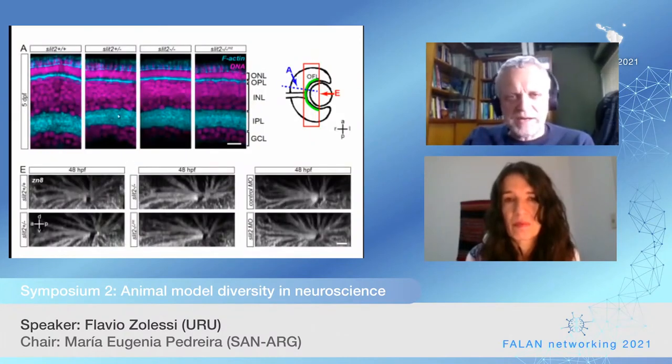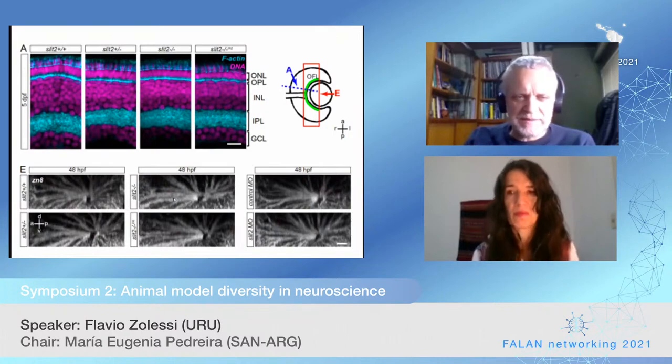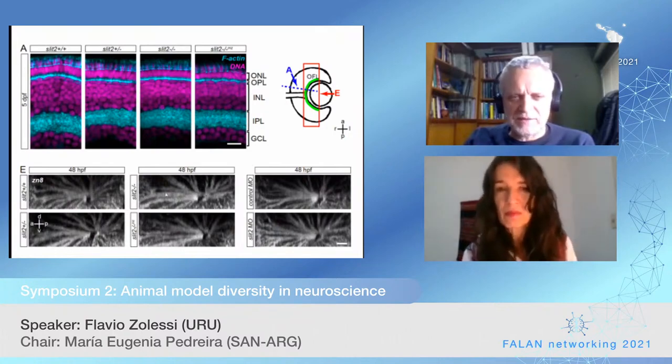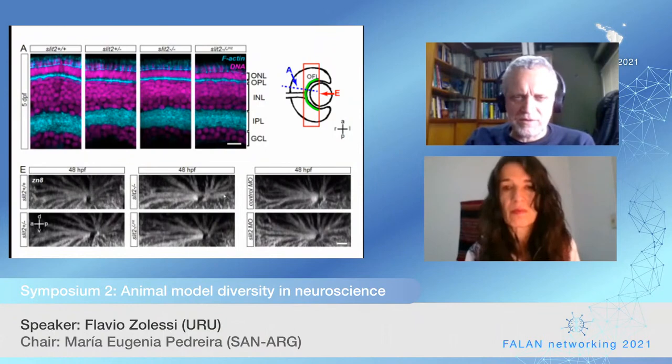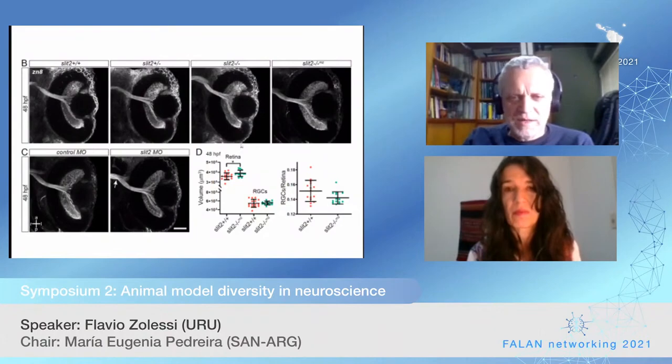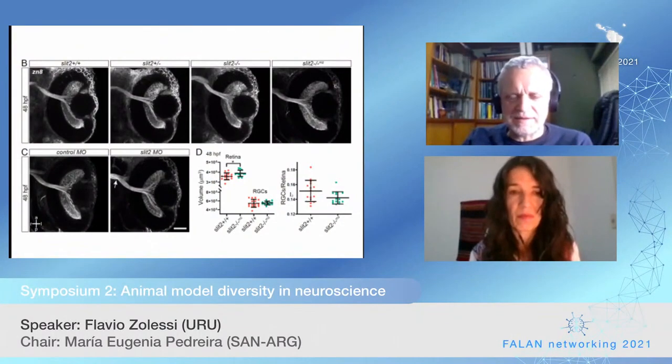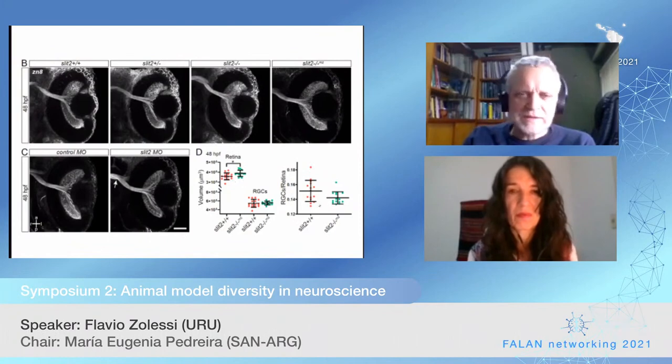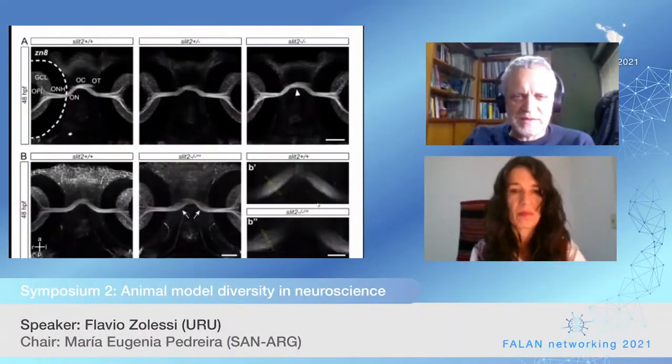Actually, there is no clear phenotype in the retina. There are no layering problems. There are no very important problems, at least in axonal fasciculation or guidance inside the retina. There is also a quantification here showing that there are no big differences in RGCs, in retinal ganglion cell generation. So that doesn't seem to be affected.